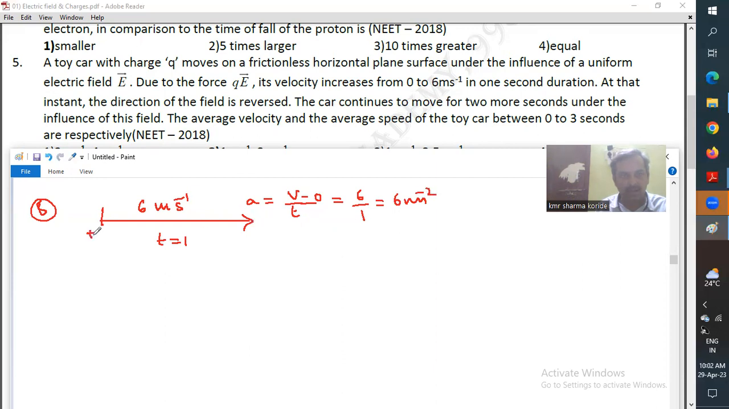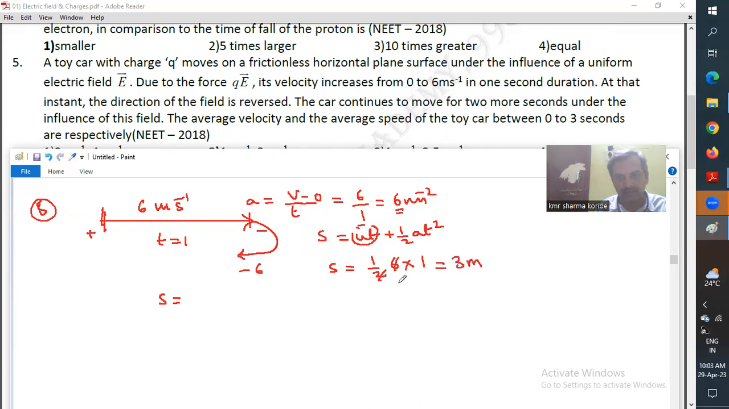Now the field direction is reversed. After the direction of the field is reversed, it is traveling 2 more seconds. So acceleration continues but with minus 6. Let us make use of this to find the further distance. You can also find out the distance traveled within 1 second. Starting from rest, if you take ut plus half at square, the u term does not exist. S is equal to half into A, which is 6, time is 1 second only, so it travels 3 meters in the first second.